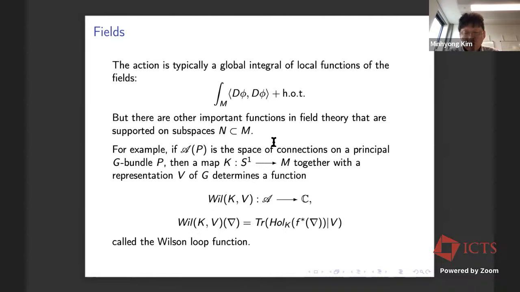And this is very natural, right? Because what you can do is take a connection, restrict it to the circle, compute its holonomy. Then you get an element of G, which will then act on this representation V, and you take the trace. So this is sometimes called the Wilson loop function in gauge theory by physicists. And things of this sort are ubiquitous in number theory as well, which is what led me to think about the ideas I'm presenting today.